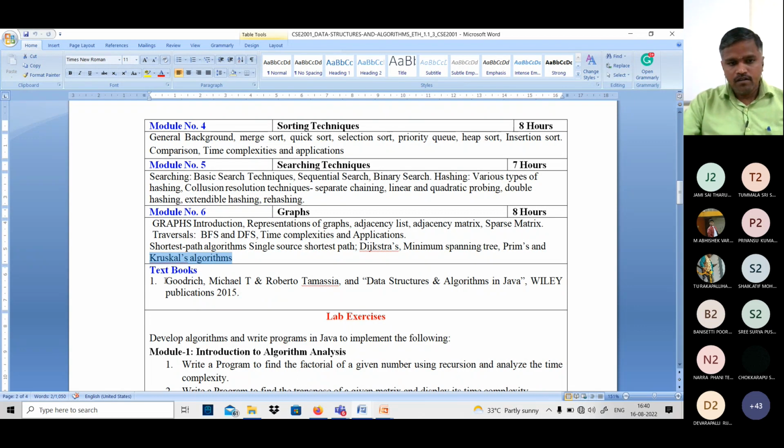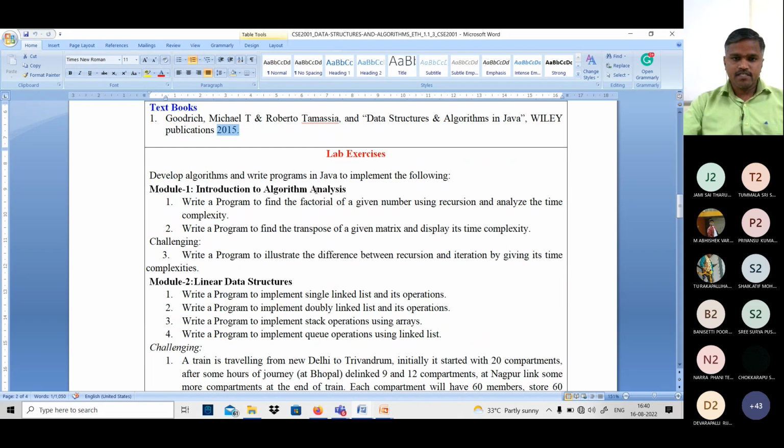The textbook is given here: Goodrich, Michael T. and Roberto Tamassia. These people have written Data Structures and Algorithms in Java, published in 2015 by Wiley Publications. And different lab exercises are given based upon the 6 modules.